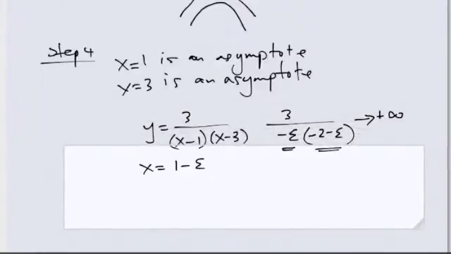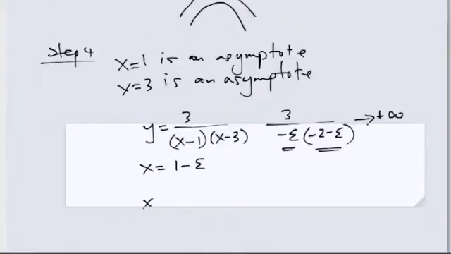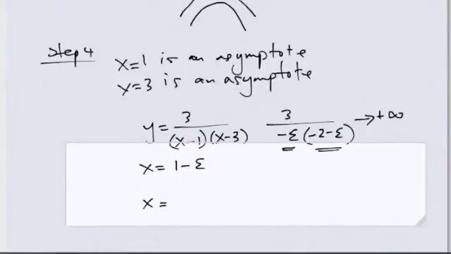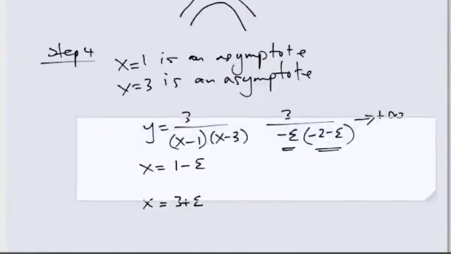What happens when x is slightly more than 3? We can also check what happens when x is slightly more than 1. Leave it as an exercise for you to do. And let's check what happens when x is slightly more than 3. So let's make x 3 plus epsilon.